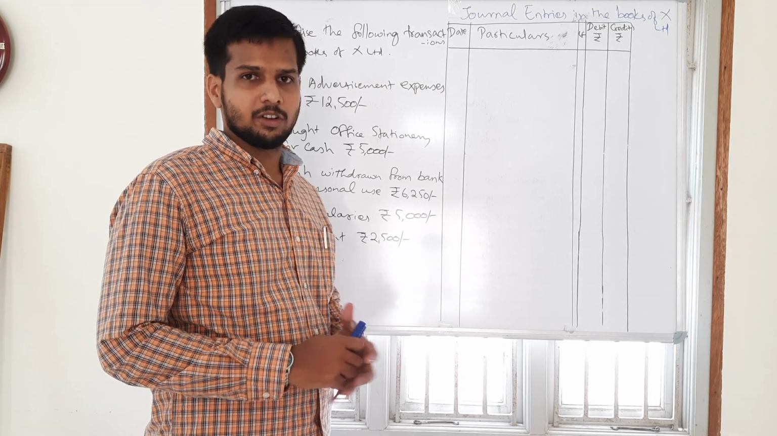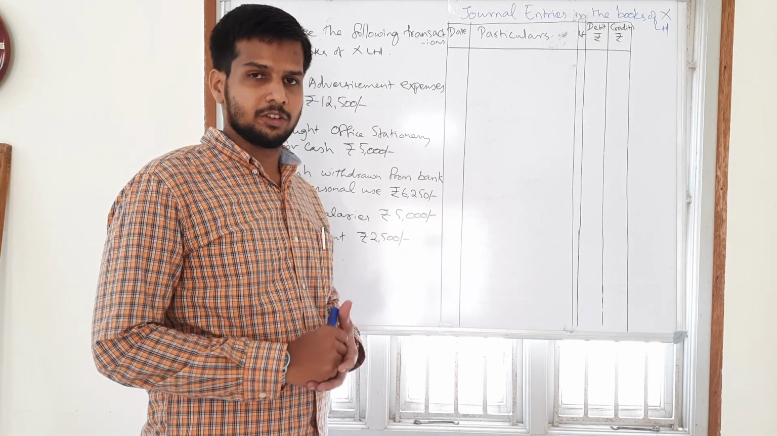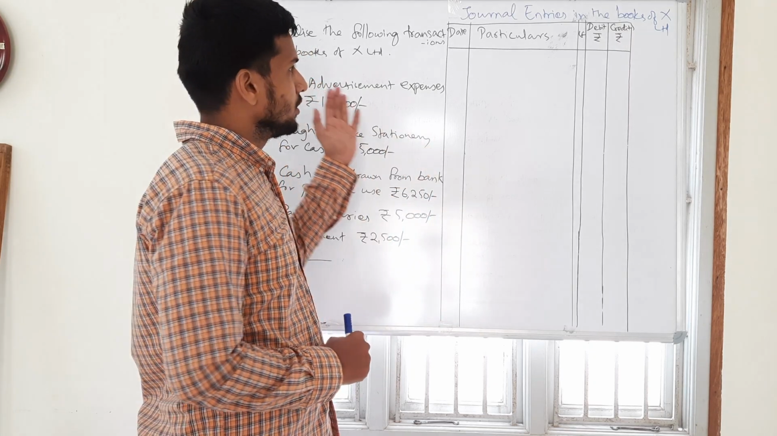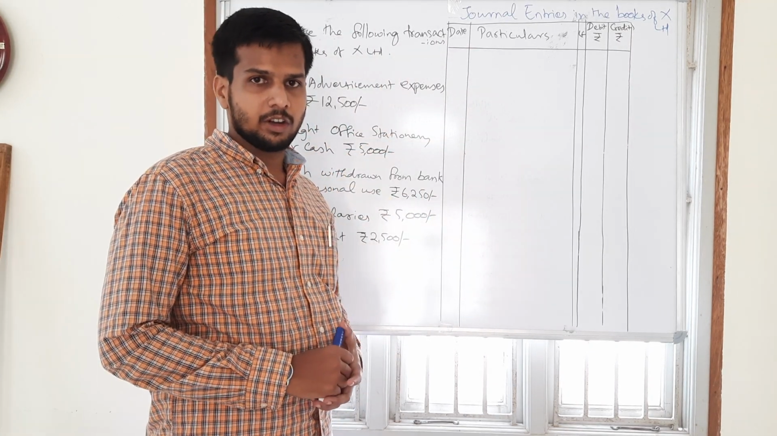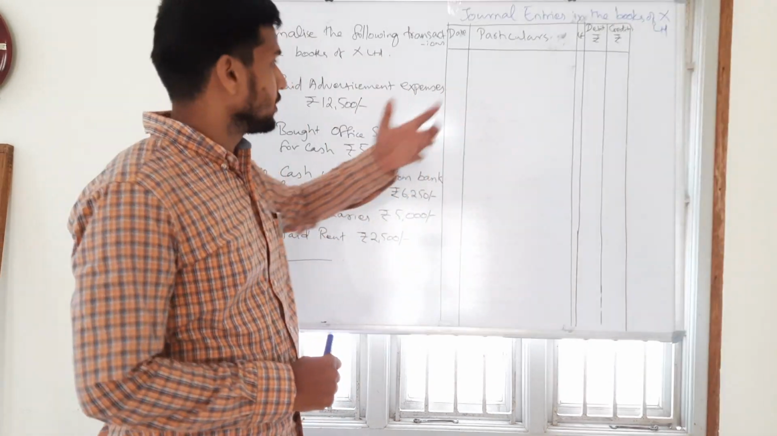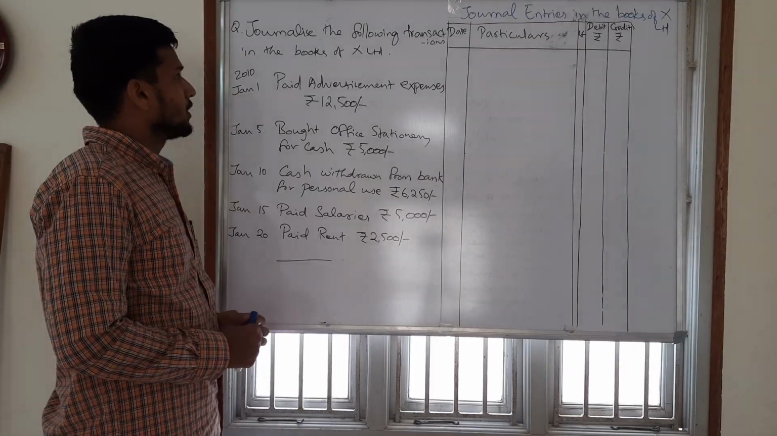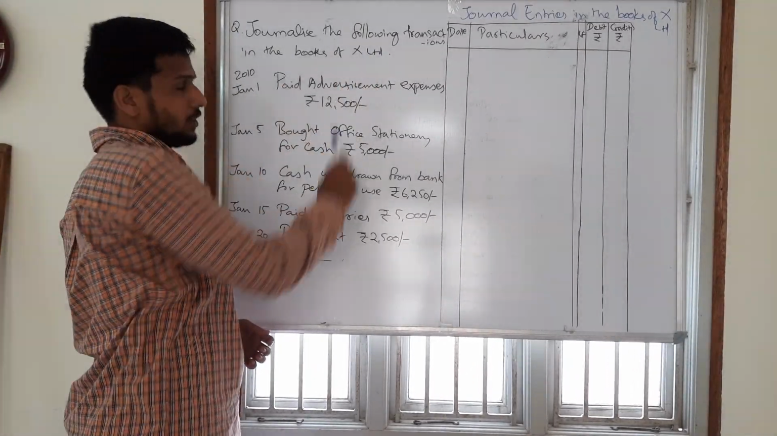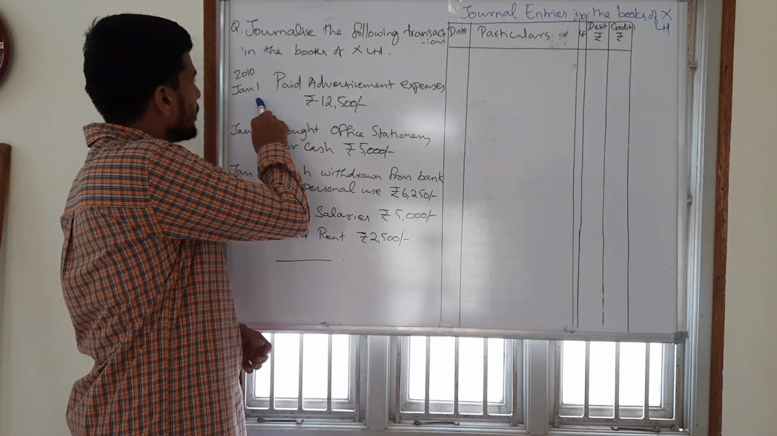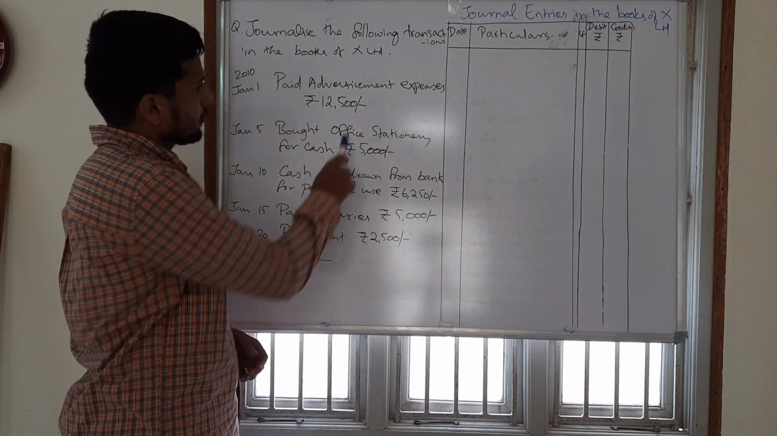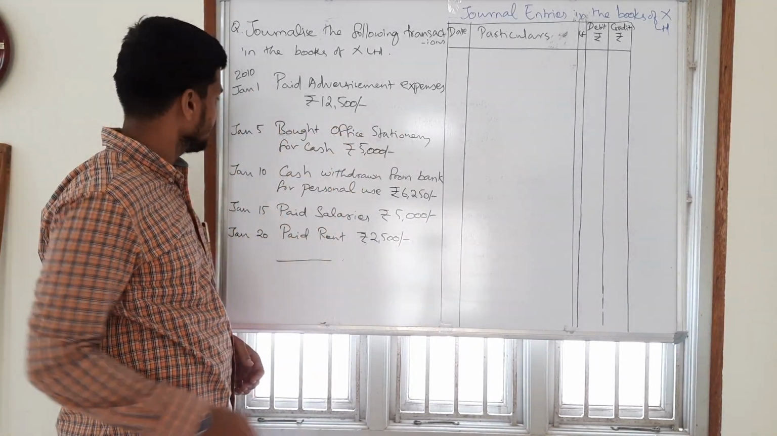Welcome to our financial accounting class. In today's session, we are going to discuss journal entries. We have the question here. Journalize the following transactions in the books of X Limited. January 1, 2010, paid advertisement expenses 12,500.